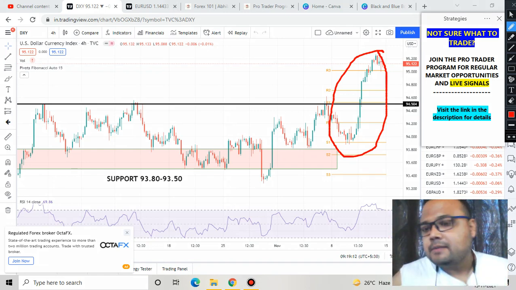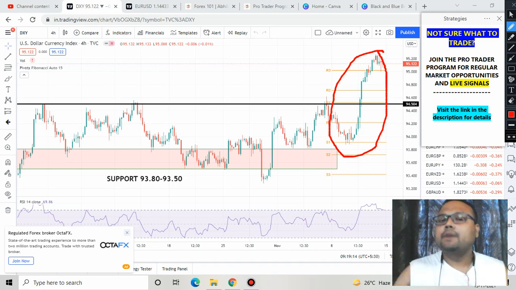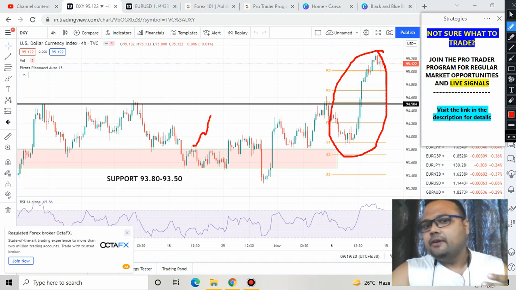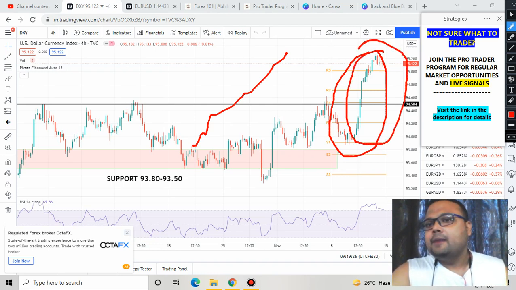Because as we all know, the market also behaves like us. If we run for a while, then we tend to take rest. We need to breathe a little. So after this uptrend in the market, there is a possibility of the US dollar going for consolidation.